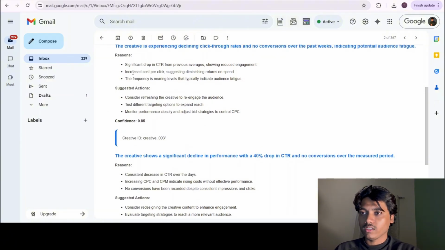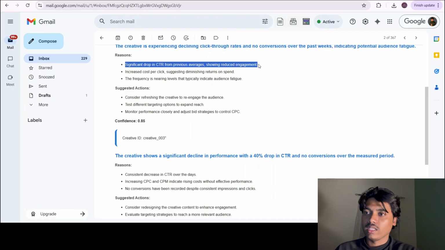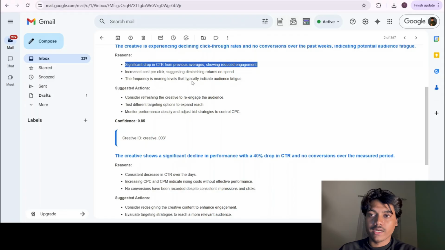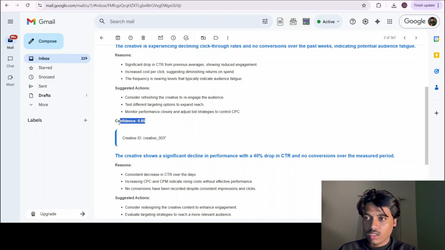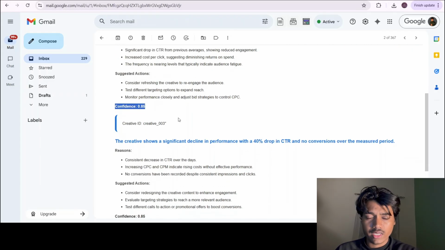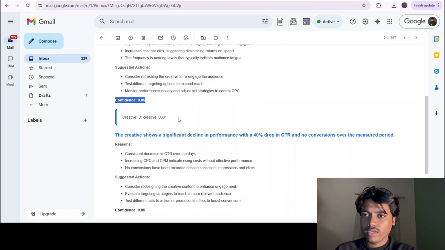The reason for it is a significant drop in CTR from previous averages, showing reduced engagement, then increasing CPC, suggesting diminishing returns on spend. The frequency is nearing the level that typically indicates audience fatigue, and it suggested some actions: consider refreshing the creatives to re-engage the audience, test different targeting options to expand the reach, monitor performance closely, and adjust bid strategies to control CPC. The confidence our model has given is 0.85. So that is the confidence. We can consider it as 85%. It is confident about this.